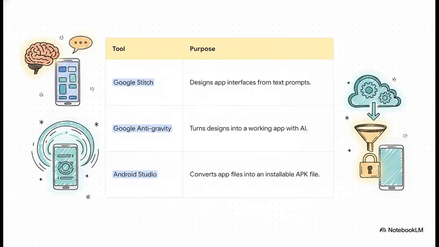Stitch is your designer. You just describe what you want, and it creates these beautiful user interfaces. Then there's Anti-Gravity, the builder. It takes those designs and makes them work, building all the logic from your instructions in plain English. And finally, you have Android Studio, the compiler. It takes all that finished code and packs it into one single file you can install on your phone.